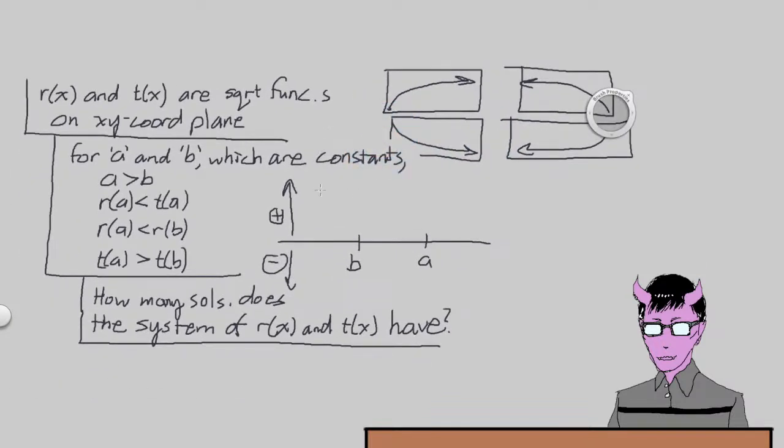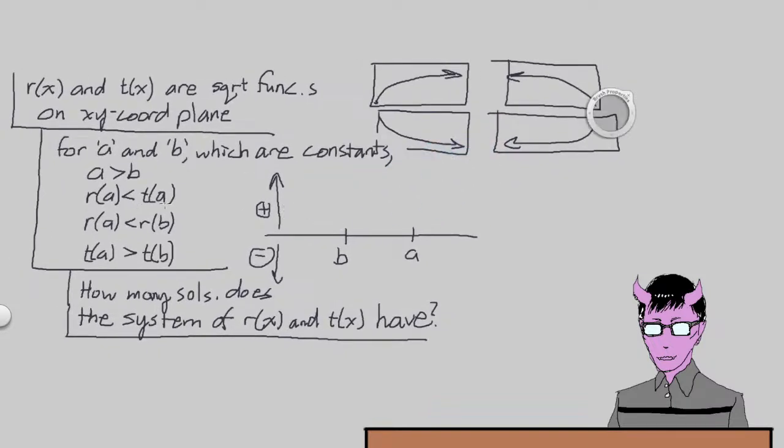Because we're told nothing else, unfortunately. Okay, but we'll try to stay consistent at least. So we're trying to figure out stuff with the r of x function. We are told that r of a is less than r of b. So it's a declining function.